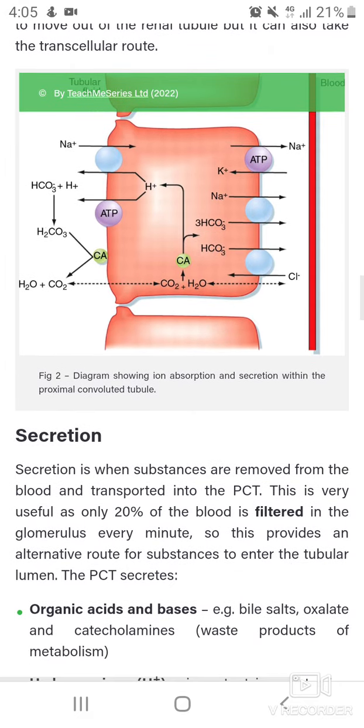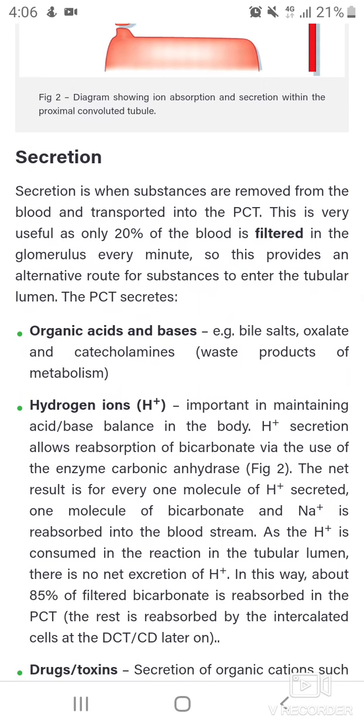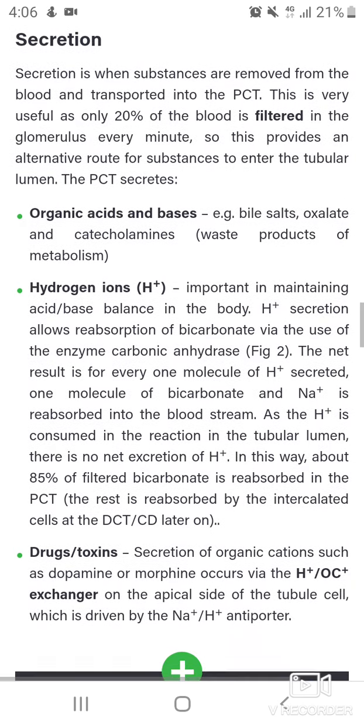Next we are discussing secretion. Secretion is when substances are moved from the blood and transported into the PCT. This is very useful as only 20% of the blood is filtered in the glomerulus every minute. So this provides an alternative route for the substances to enter the lumen. The PCT secretes organic acids, hydrogen ions, and drugs and toxins.